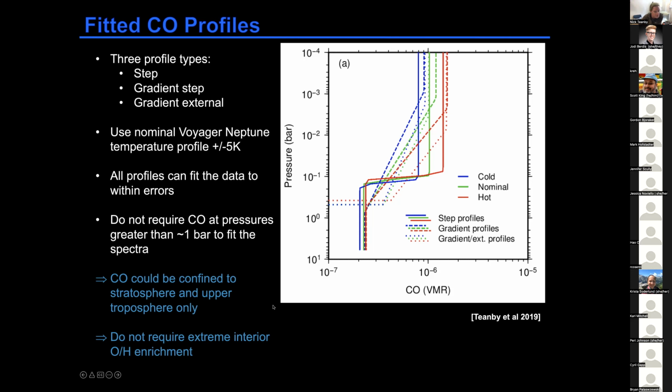So perhaps CO is just in the upper troposphere, and if it's just in the upper troposphere, maybe it can just be from this comet, and maybe it's just filtered down into the upper troposphere, and maybe we don't need this massive enrichment.